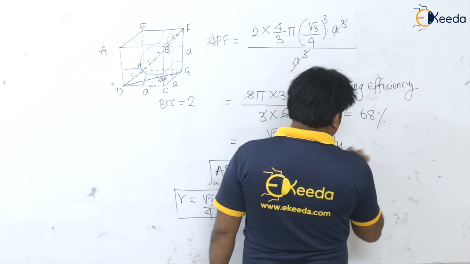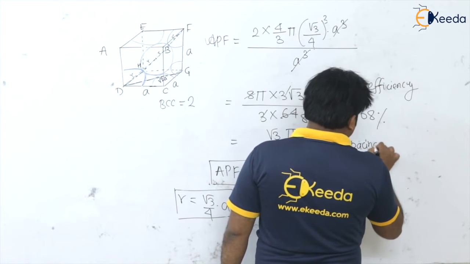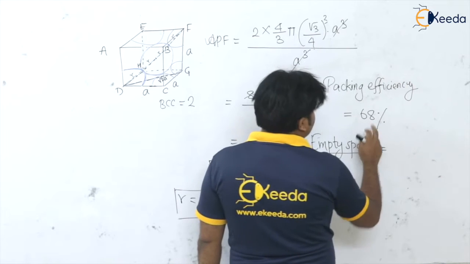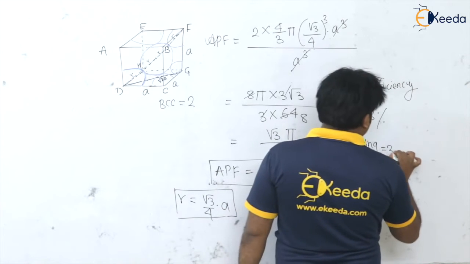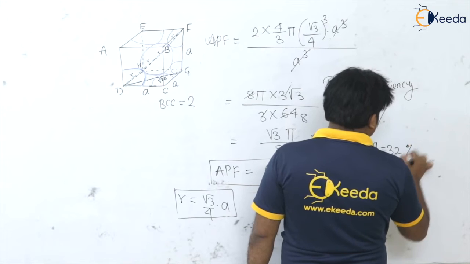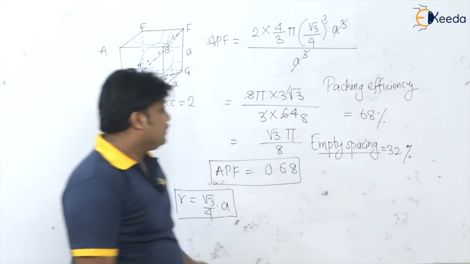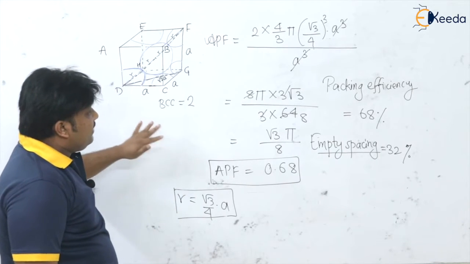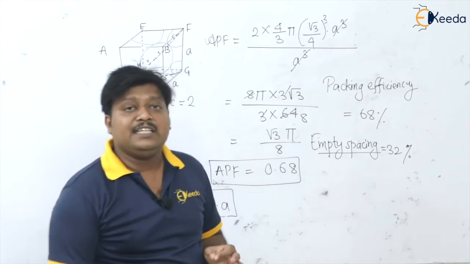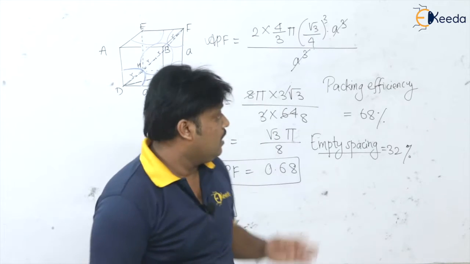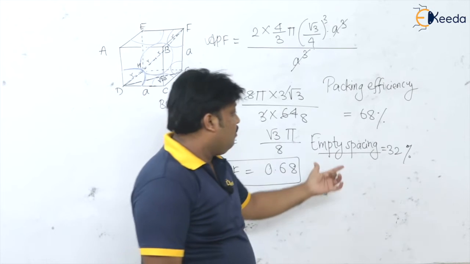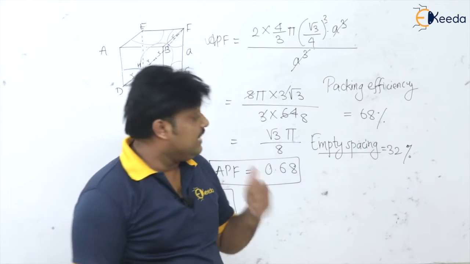And what is the empty space? How much will the empty space be? What is the empty space among the atoms? We will get it as 100 minus this 68, that is 32%, isn't it? 32%. So this is the atomic packing factor for BCC. How much is it? 68%. Very important. For simple cubic, how much is ours? 52%, 52.4%. For BCC it is 68%. Very important.